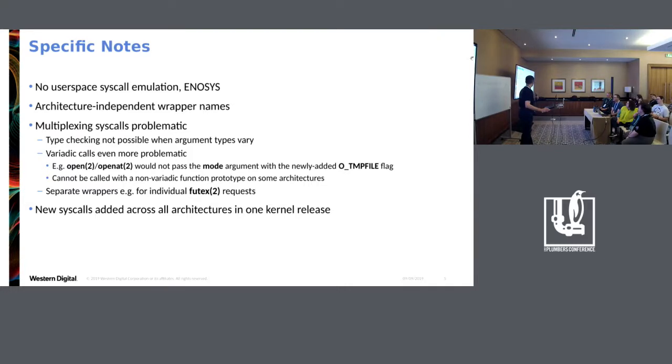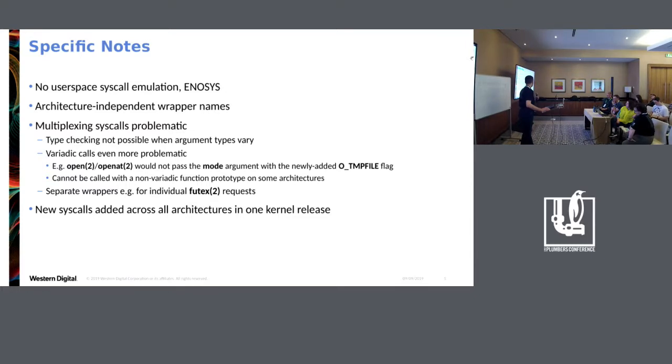A problem are also multiplexing syscalls. As I listed here, it's not possible to check the argument types when they are different for each of the sub-syscalls passed through the multiplexer. If there's a variable number of arguments depending on the argument types or flags, then that's also a problem. One specific example Florian has given is the openat syscall, which has gained the O_TMPFILE flag at one point. Obviously, if a wrapper didn't know this flag, it wouldn't have passed the mode argument, because it wouldn't know that it's required for this new flag as well.